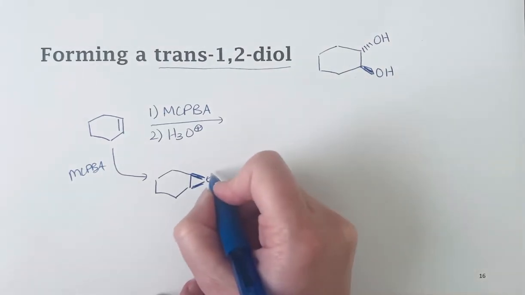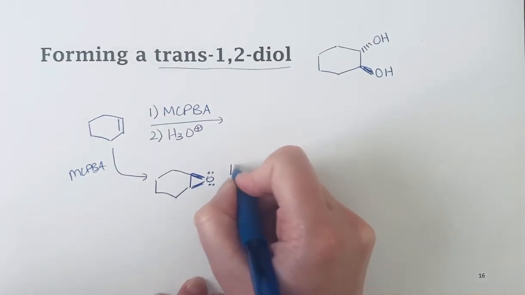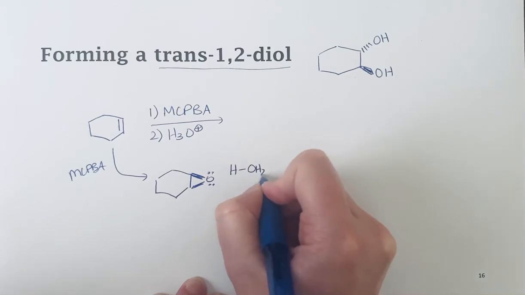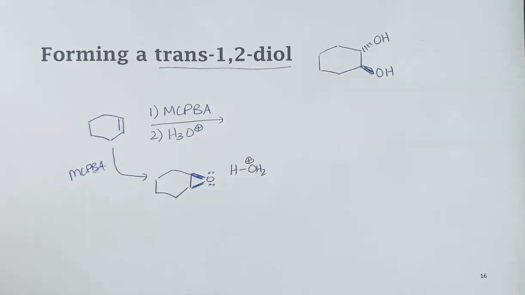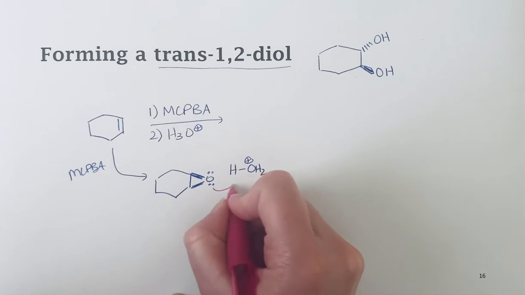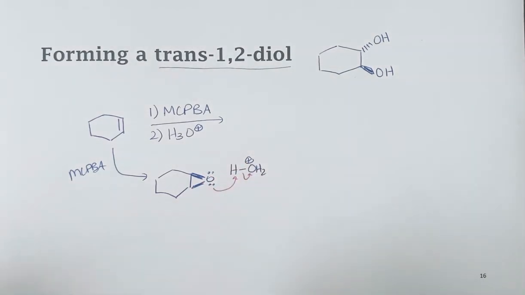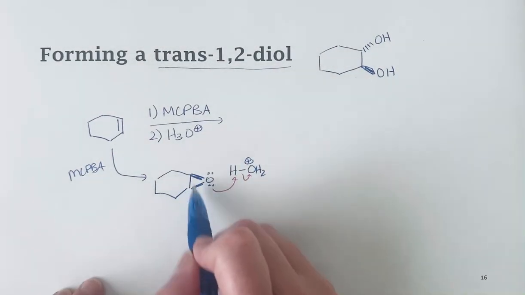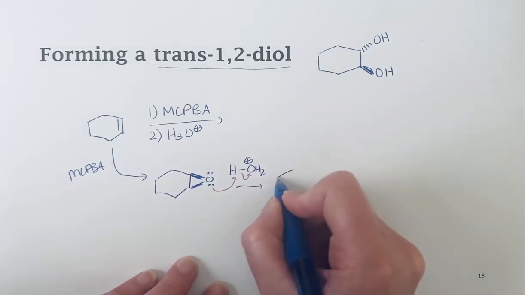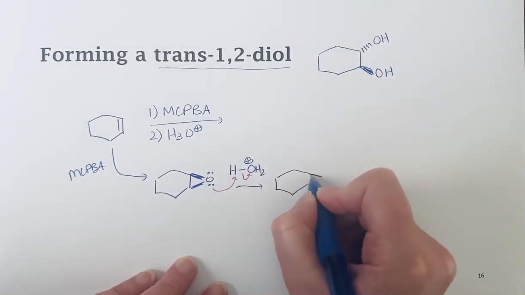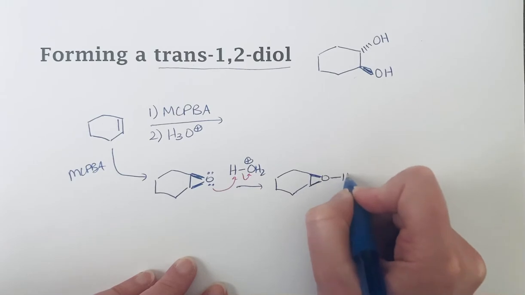And then if we were to treat this epoxide with aqueous acid, the first thing that would happen is we would protonate that epoxide. And that protonation step will help to make the epoxide even more reactive. It'll make those carbon atoms even more electrophilic. And so we'll have this protonated epoxide.